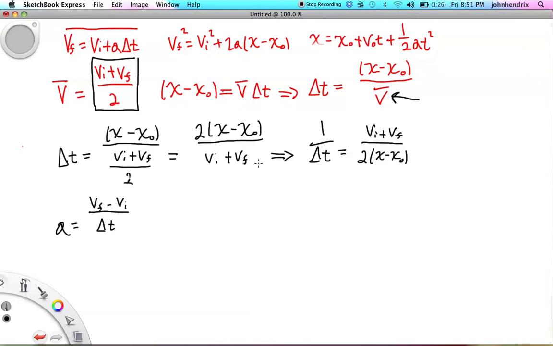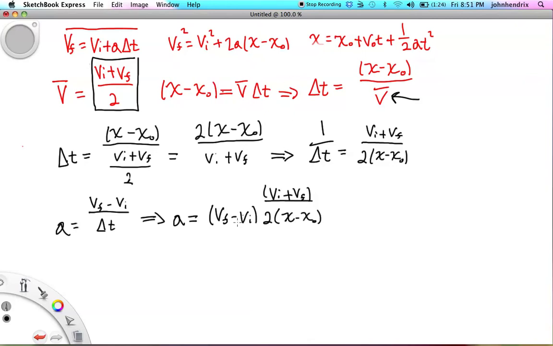And so what this shows us is that because this statement right here is equal to 1 over delta t, we can multiply it by v final minus v initial, and we have a statement that's equal to acceleration. So that's what we do: we say that a is equal to (v final minus v initial) times (v initial plus v final) over 2 times (x minus x naught).